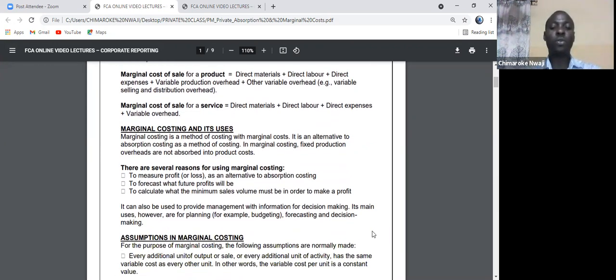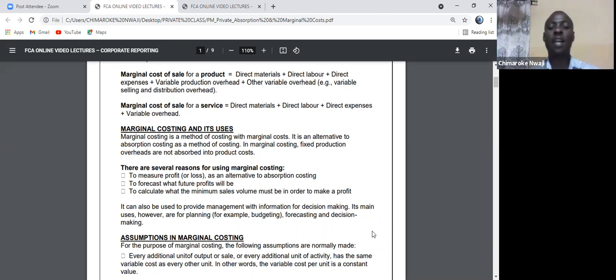It can also be used to help management make decisions. Some of the management functions are planning. For planning, you see things like budgeting. Budget is a planning tool. So you make a budget. For example, you must have budgeted for your ICAN, and part of your budget for ICAN is to attend this lecture and also to keep funds to pay for your exams. So that's budgeting, planning.